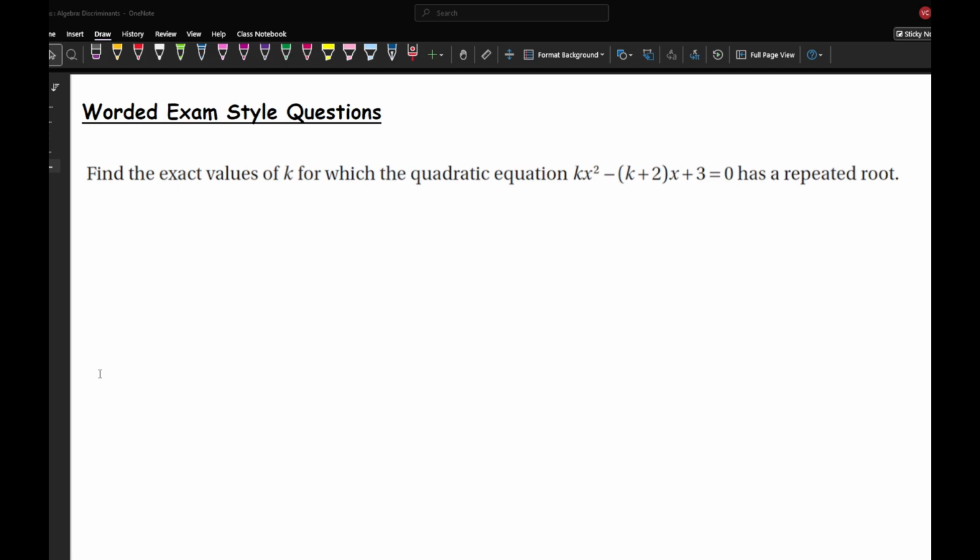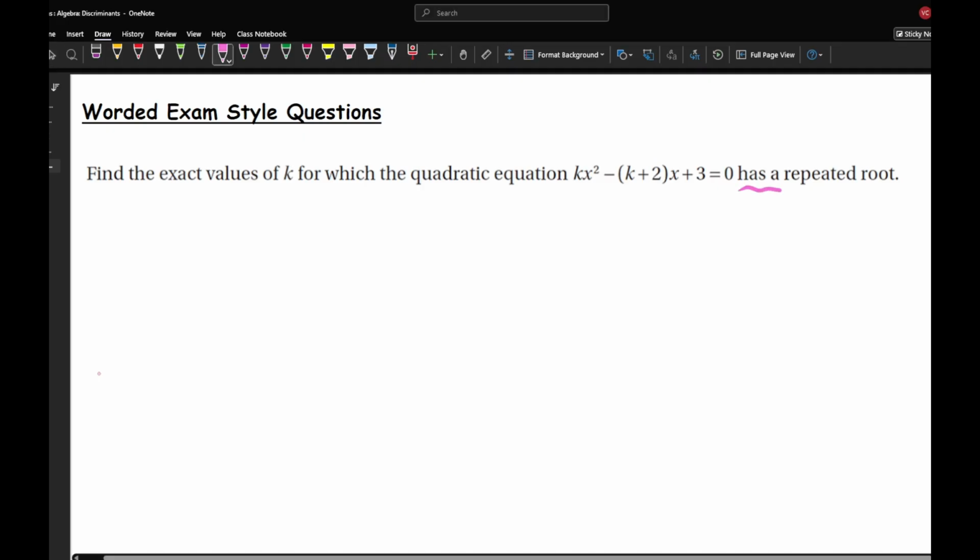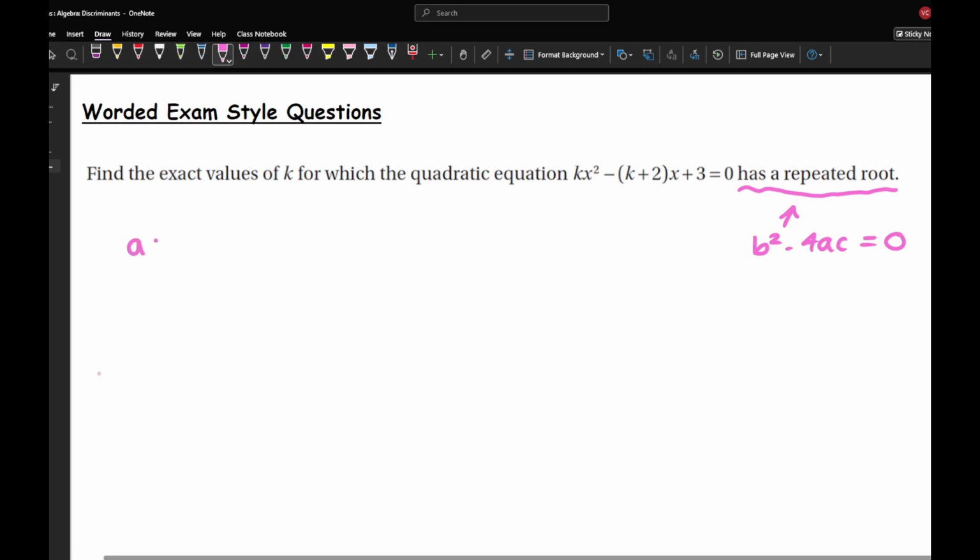So now let's have a look at this worded exam style question. So this exam question says, find the exact values of k for which the quadratic equation kx squared minus (k plus 2) lots of x plus 3 equals 0 has one repeated root. So let's break this question up. We know how many roots there are, so there's nothing for us to find. As it has one repeated root, what we know is that b squared minus 4ac is going to equal 0.